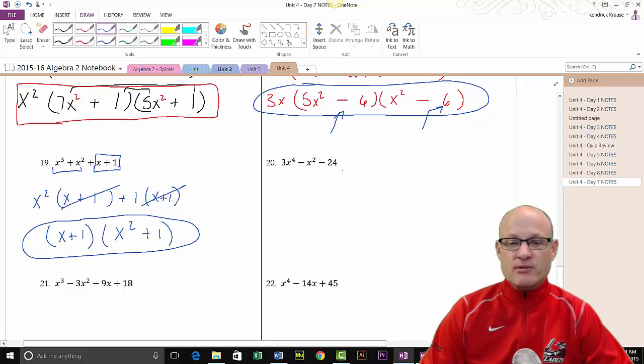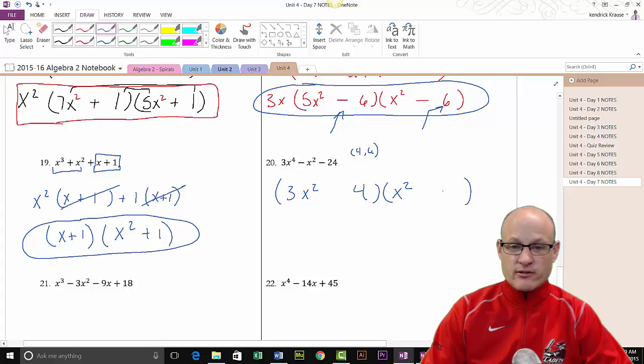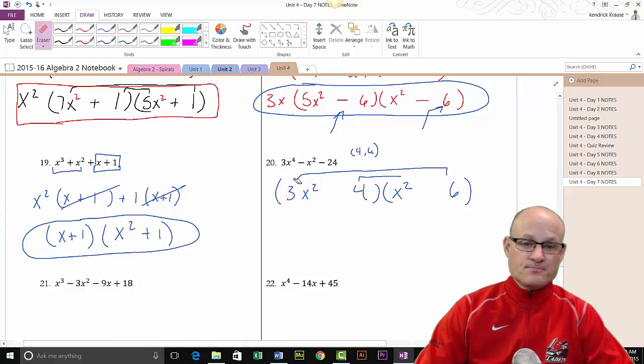Here. Nothing can be factored out. So I'm left with 3x squared and x squared. The easiest way to multiply to 24 is 4 times 6. But I can't put the 6 here, so I'm going to try the 4 here and the 6 here. Let's see. That's 18 and 4. That ain't going to work.